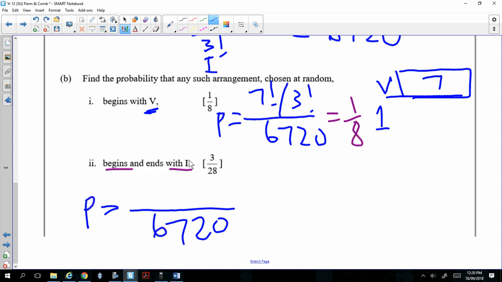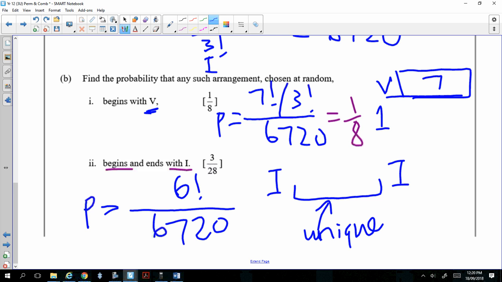Okay, anyone got the answer? Jacob H? Yep. What did you do? Yep. 6 factorial, because once it begins with I and ends with I, the letters here are all unique. So you do not divide by any repetition. 6 unique letters. So you just ignore these two. There's only one I here, so 6 factorial. So you get 3 over 28.